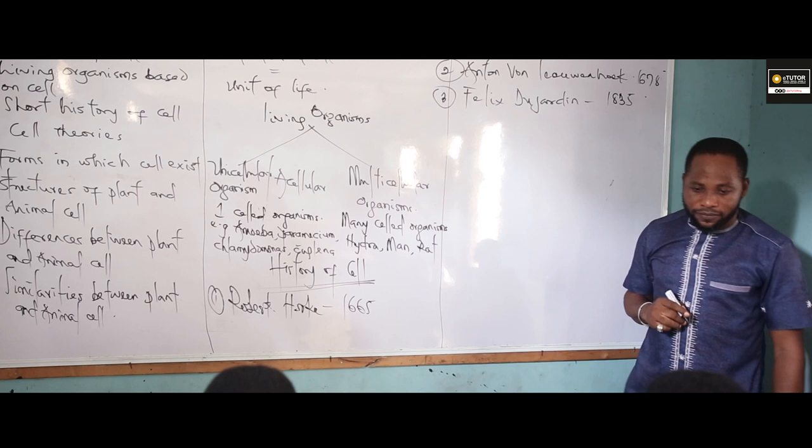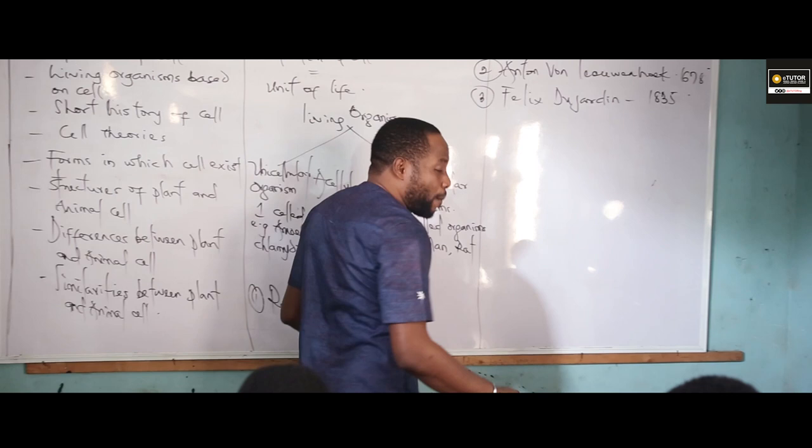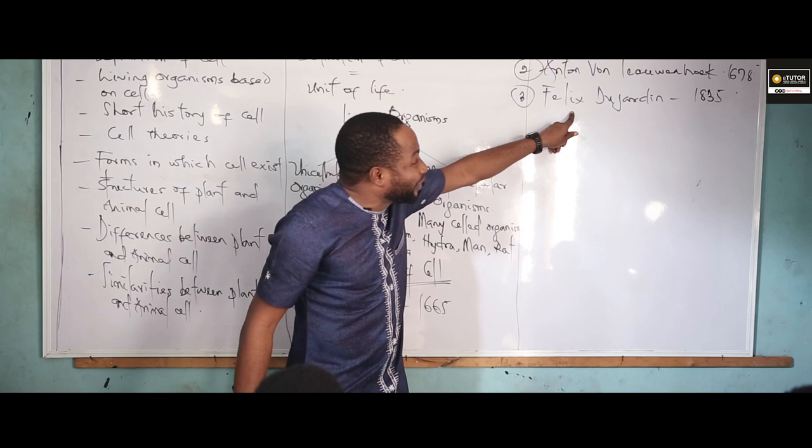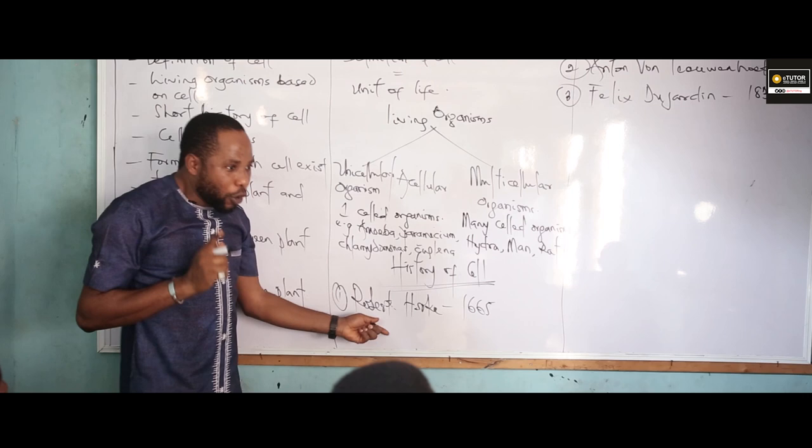Look at the year 1800 to 1600, almost 200 years, two centuries. You understand that? So you expect that science will have developed more. So the microscope made use of by Félix Dujardin is more developed and more advanced than the one made use of by Robert Hooke and Anton von Leeuwenhoek. Are you getting me now?